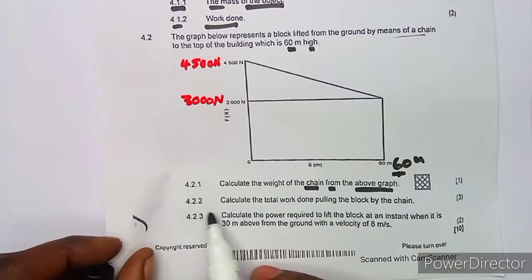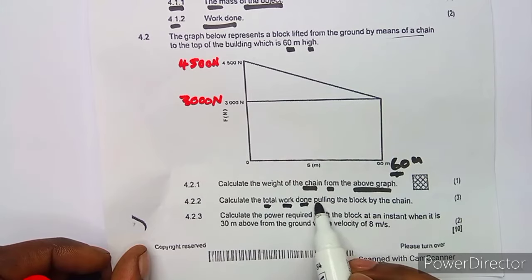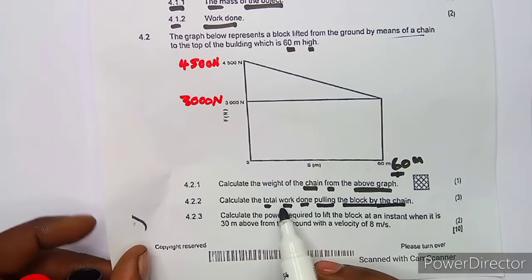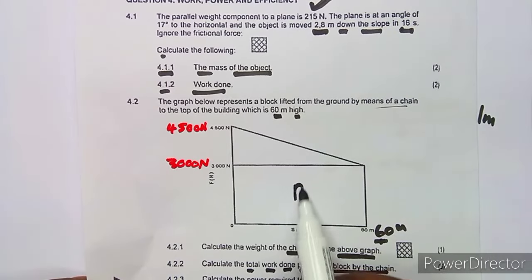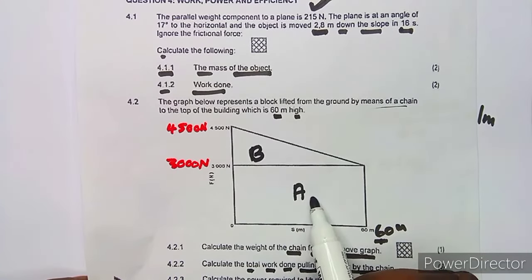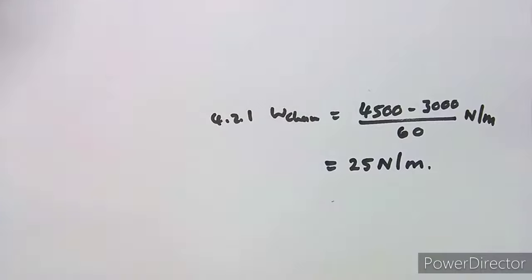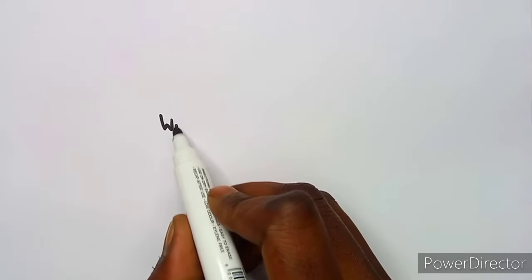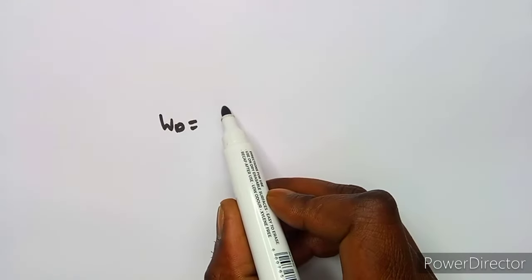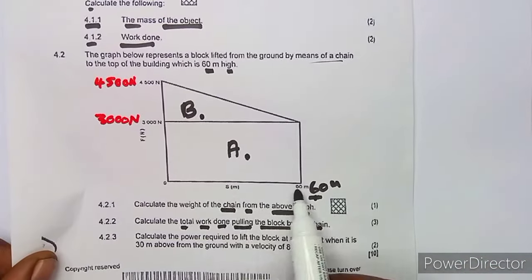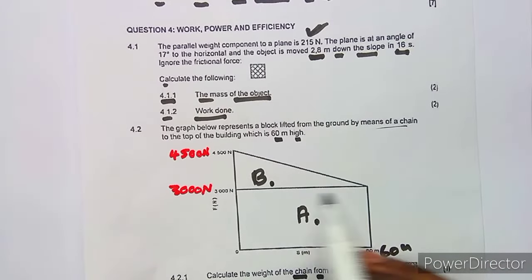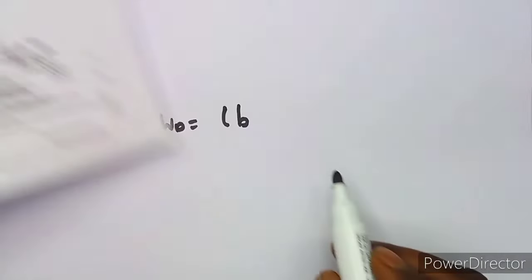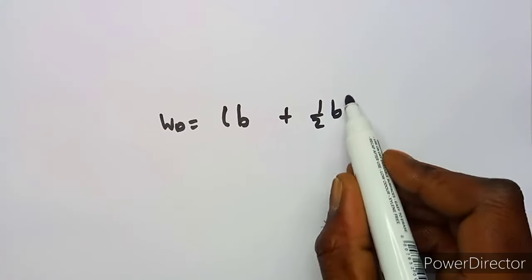All right, then calculate the total work done pulling the block by the chain. What is the total work done? Remember, if you are given a force distance graph, the work done is simply equivalent to the area under the graph, which is the area of a rectangle and the area of a triangle. That is your total work done. So I'm saying work done is equivalent to the area, which is going to give us the area of a rectangle, that's length times the breadth, and then here half base times perpendicular height for a triangle. Remember that, guys, half base times the perpendicular height.